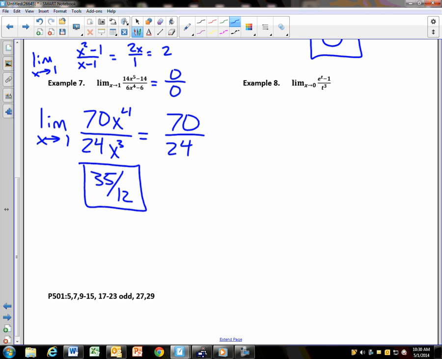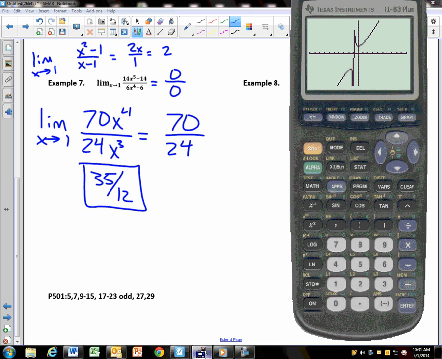We were able to do that algebraically because we were able to factor out an x minus 1. And therefore, it was a removable discontinuity. So remember what the graph did? It had that little hole in it, right? Well, this is the same thing. This actually has a removable discontinuity. What we are finding is the value of this graph.